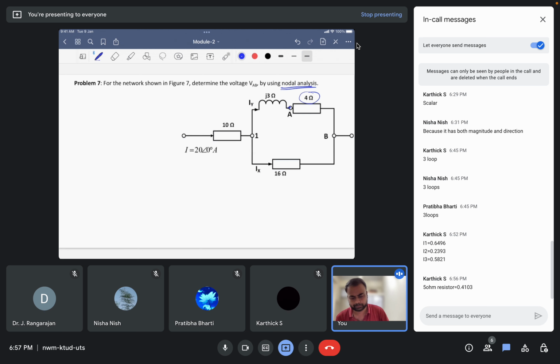So again we'll write the equations at this node. Let us write all the currents entering the node. I is the current entering from here, and Iy is leaving the node. That is why I will write minus Iy since it is leaving, and Ix is also leaving, so minus Ix is equal to 0. So we can write Ix plus Iy is equal to capital I, whose value is already provided here: 20 angle 0.